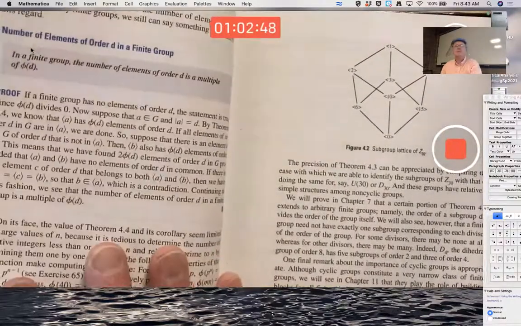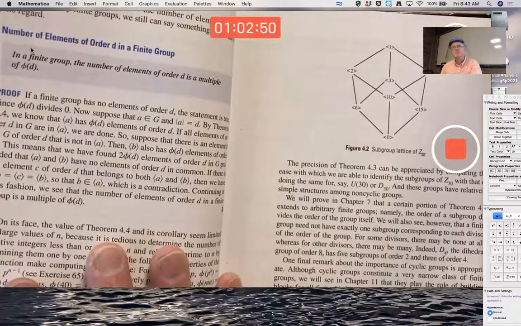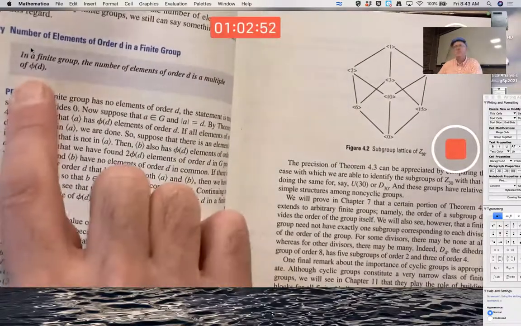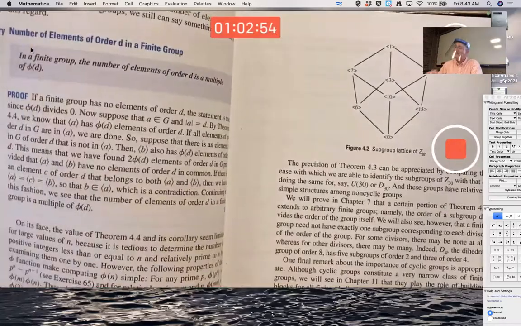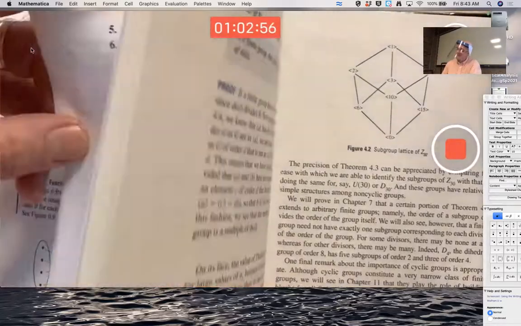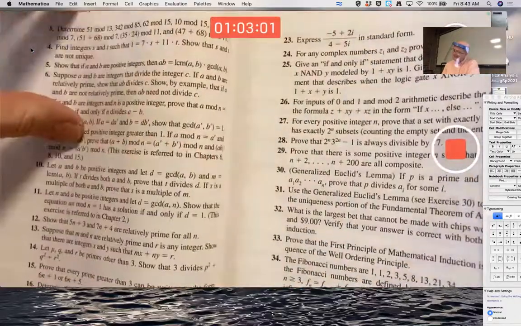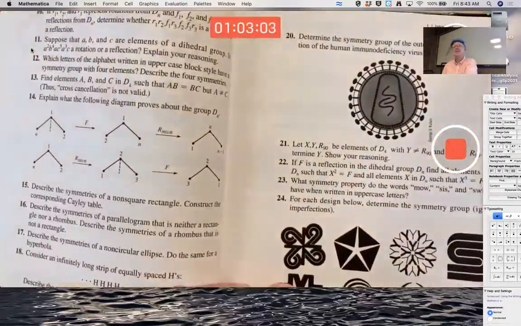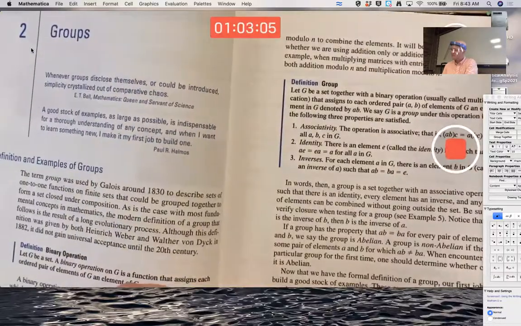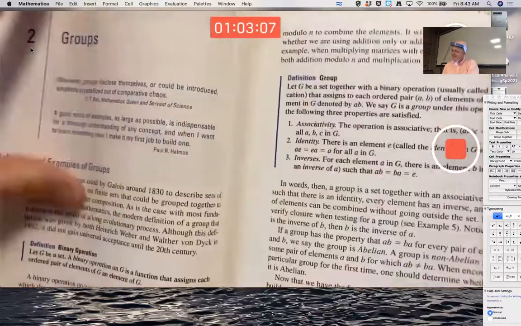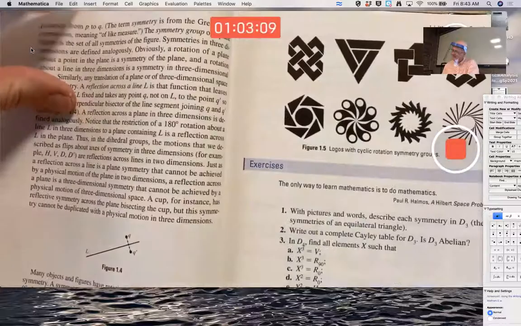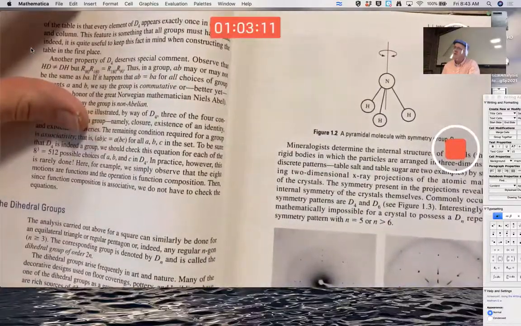You might wonder, how many elements of order 2 does it have? It's got to be a multiple of phi of 2. Phi of 2 is 1, so that's pretty trivial. But it does have more than one element of order 2. It's got 5 elements of order 2, actually. Yeah, excuse me, it does.